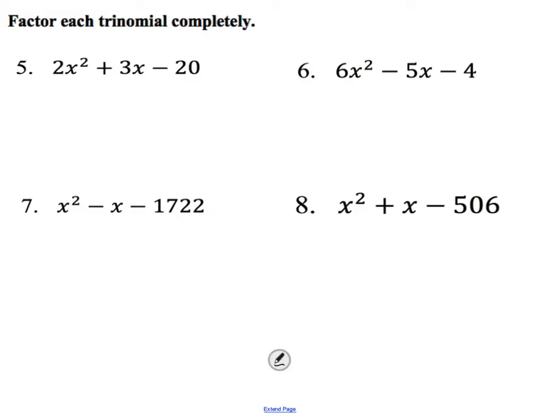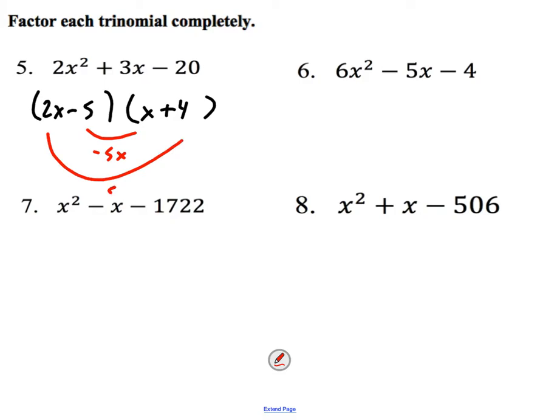The fifth one here, what times what gives you a 2x squared? 2x and x. What multiplies to give us negative 20? That would be a negative 5 and a positive 4. If you were to check your inners and outers there, you've got negative 5x and an 8x, and that does indeed add to give us a 3x.